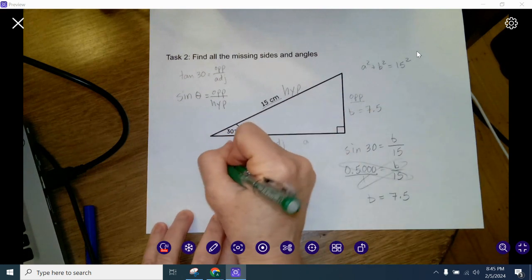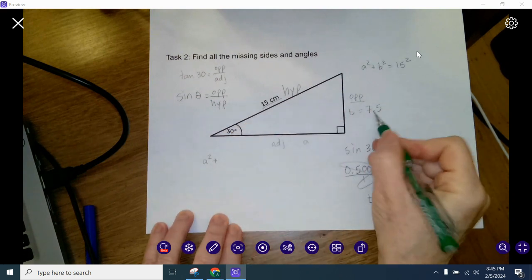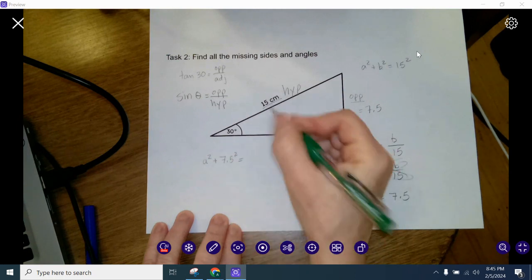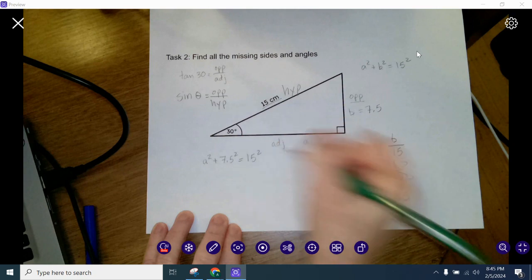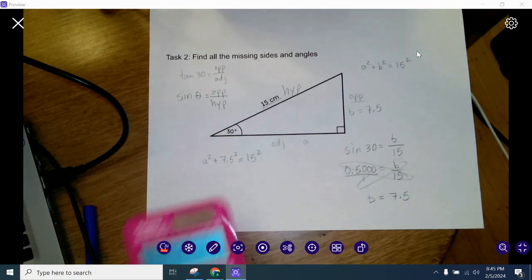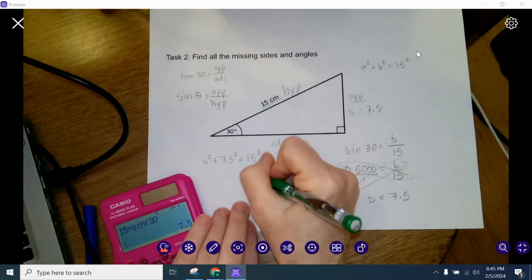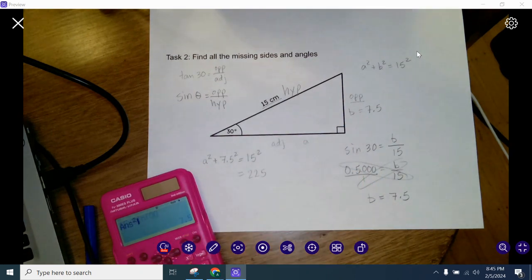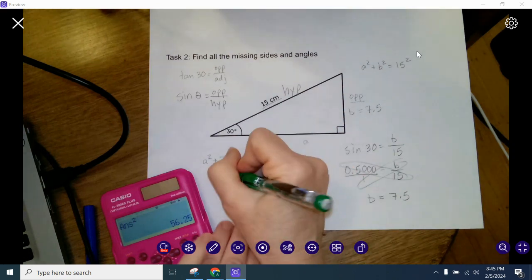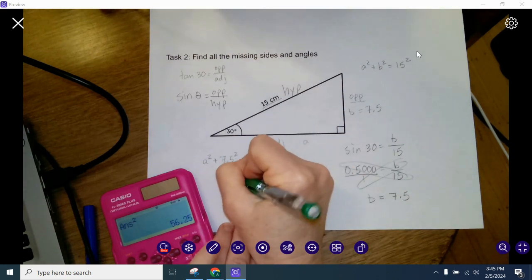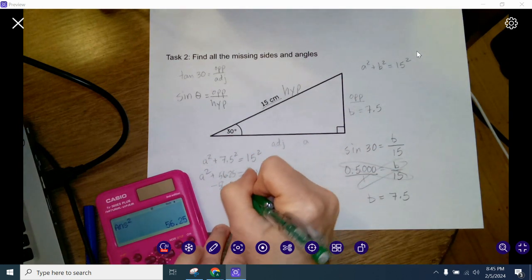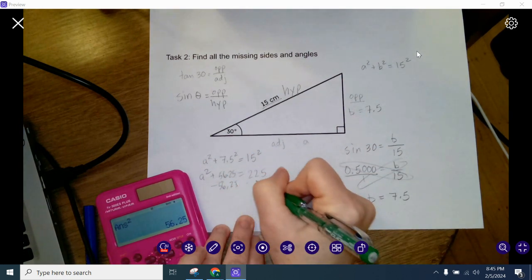A squared plus b squared, which is 7.5, has to be equal to the hypotenuse squared, the long side squared. So I can do 15 squared, I believe, is 225. And then 7.5 squared is equal to 56.25. So I need to minus my 56.25 from both sides.